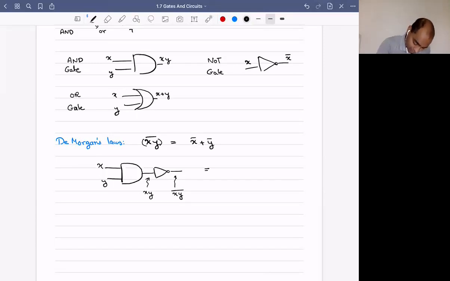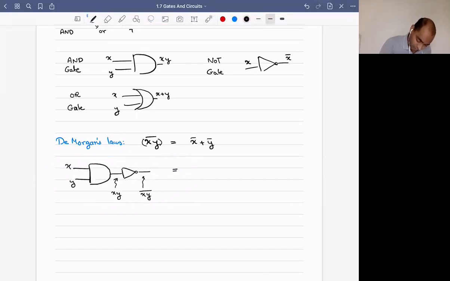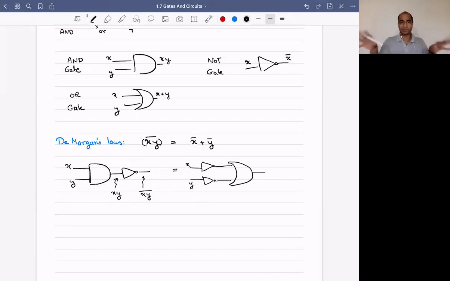So let me create the right hand side. First I'll start with x and y again as usual, and then I will flip them. So this produces x bar and y bar, and then I'll take their OR. And that's it. So this is what it's saying, that these 2 diagrams produce exactly the same results. A diagram that is built using gates is called a circuit. That's it. So we are looking at the circuits for De Morgan's laws.